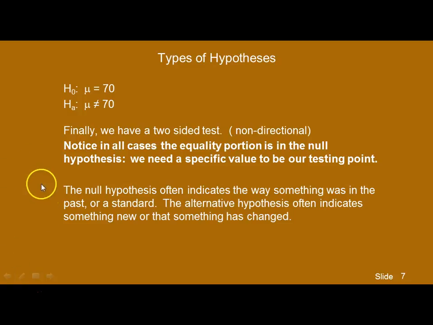I also like to point out here that the null hypothesis often indicates the way something was in the past, or maybe a standard. That's why it often is called the maintained view. The alternative hypothesis often indicates something new has happened, or that something has changed.